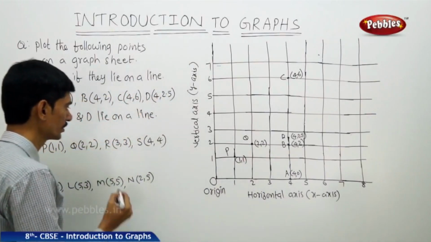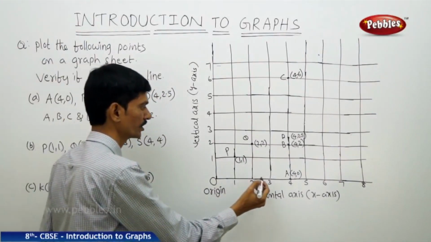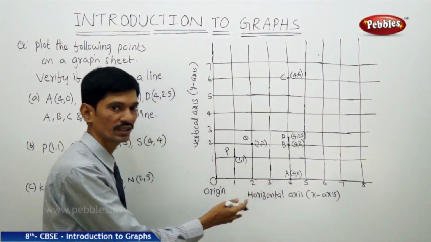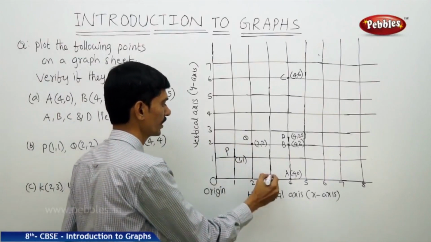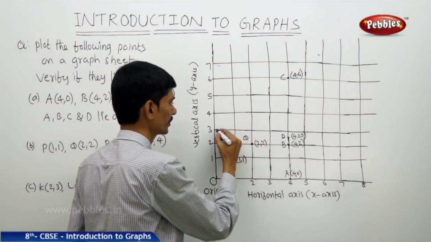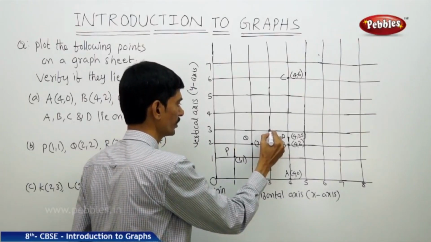Then the next point R (3, 3). So (3, 3) means on the x-axis 3 and also on the y-axis 3. So on the x-axis 3 and on the y-axis 3, these two lines will intersect here.